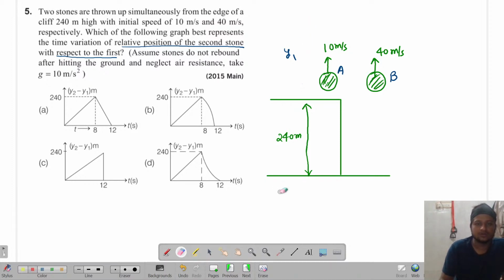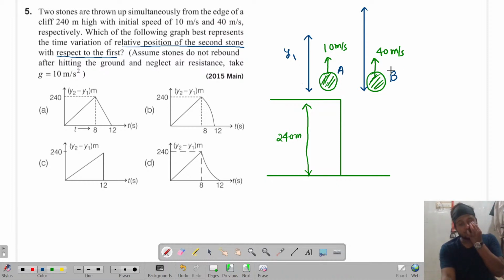Okay. So what has happened? This ball A takes y1 displacement upwards while ball B takes y2 displacement upwards. Got it or not? So this is attained by ball A, this is attained by B. You can ask me why, sir? Ball A has less initial velocity as compared to the initial velocity of B.